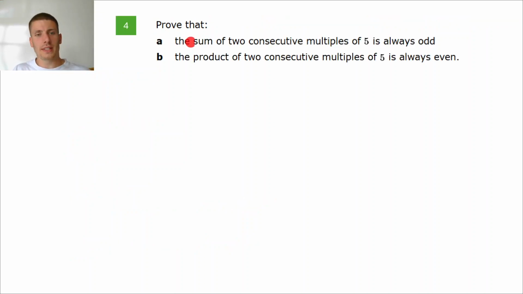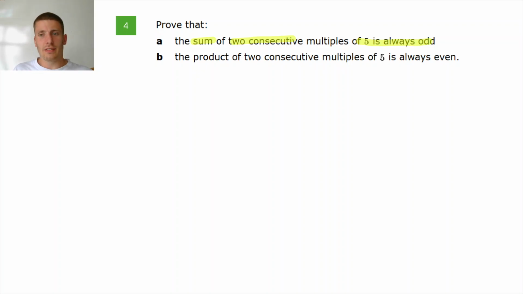Question number 4, last of the green questions. We've got prove that the sum, okay, so adding 2 consecutive multiples of 5 is always odd. So we want to look at if we add together 2 consecutive multiples of 5, they're going to be odd. So that's looking at things like 5 and then 10, or for example 100 and 105. It's the 5 times table but consecutively, and 2 of them.